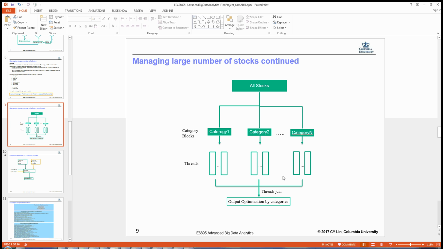This picture again shows how I'm doing the computation. So I have my 11 categories, and then I am doing the computation in each thread, and I wait till all the threads are done, and then I output the optimization by categories.